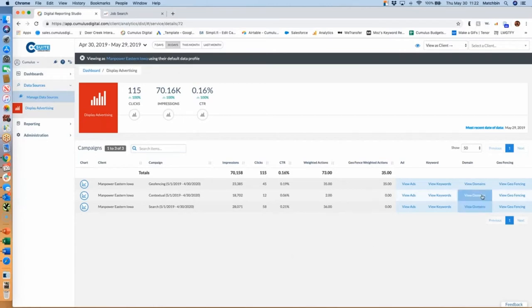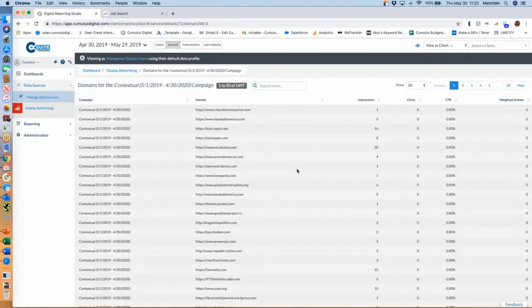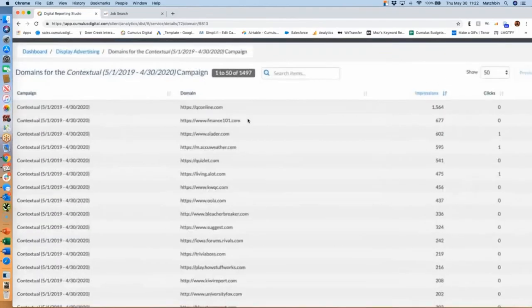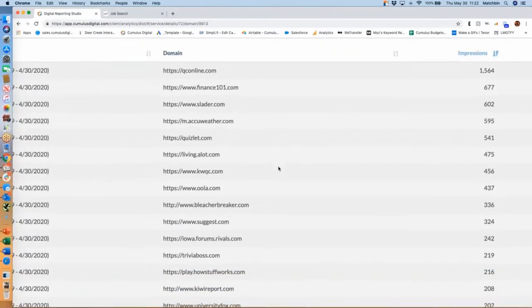Not only the websites, but also the apps themselves. So I'm going to click on domains right here for contextual. This is going to populate all of the websites and apps that this campaign's ads have been shown on. I always like to sort these greatest to least by impressions. Let me zoom in here just a little bit. So you can see which websites people are going to that we're serving your ads on, and where your ads are being seen by these very specific people.